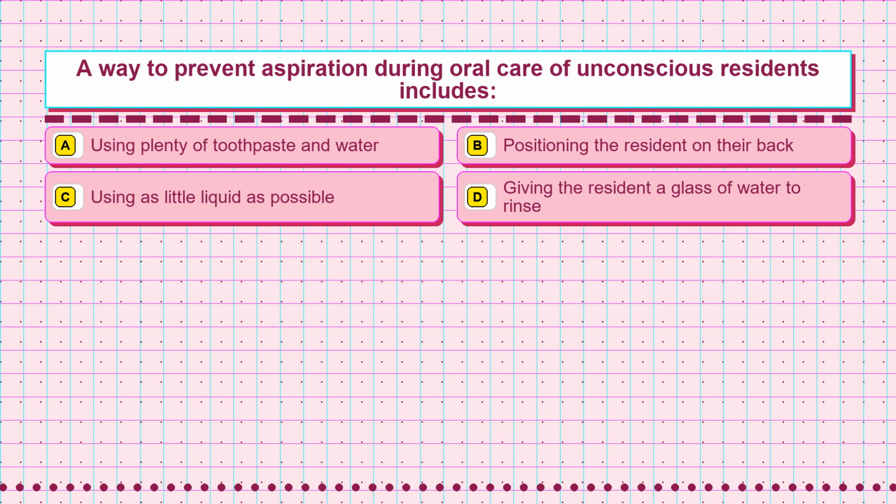Question 59. A way to prevent aspiration during oral care of unconscious residents includes: option A, using plenty of toothpaste and water. Option B, positioning the resident on their back. Option C, using as little liquid as possible. Option D, giving the resident a glass of water to rinse.